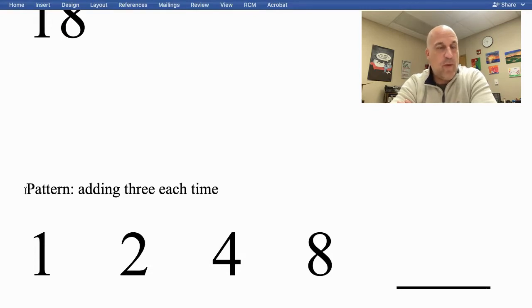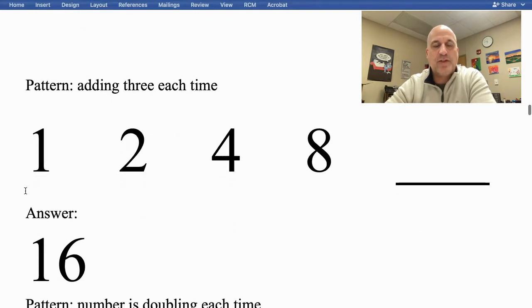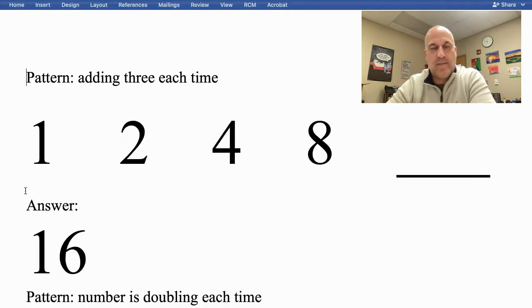And so if you do 1 plus 1, you get 2. 2 plus 2 equals 4. 4 plus 4 equals 8. And then so the answer would be 16. Because what you were doing is you're doubling the number each time.